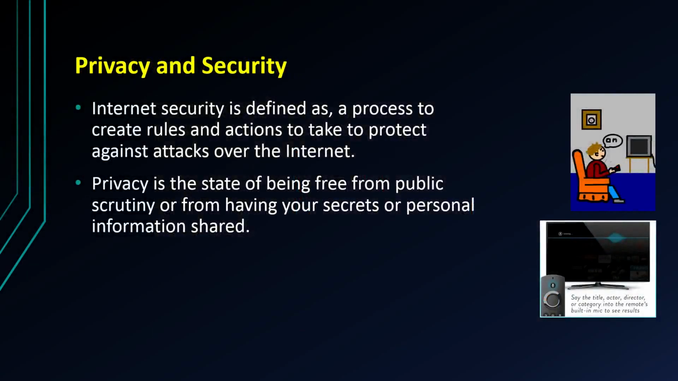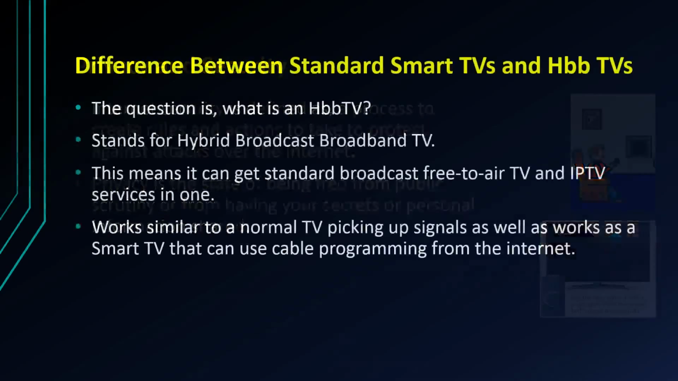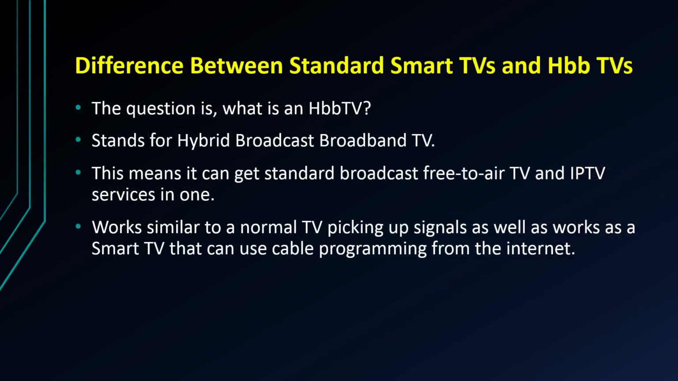Privacy and security. I would like to take the time to explain what Internet security and privacy is. Internet security is defined as a process to create rules and actions to protect against attacks over the Internet. While privacy is the state of being free from public scrutiny or from having your secrets or personal information shared. With the understanding of these concepts, I'd like to move on to what kinds of smart TVs there are in the market, because this will be very important on how secure some of these televisions really are.